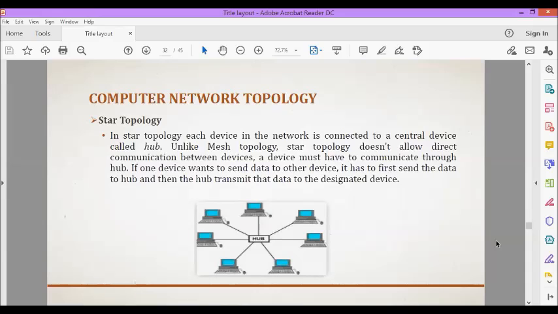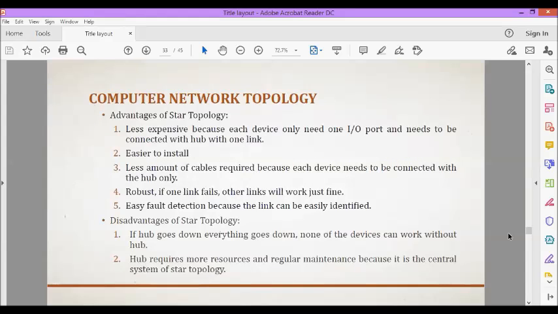So each device in the network is connected to a central device known as hub. Unlike mesh topology, star topology doesn't allow direct communication between devices. A device must communicate through the hub. If one device wants to send data to another device, it has to first send the data to hub, and then the hub transmits that data to the designated device. So these are the advantages of the star topology.